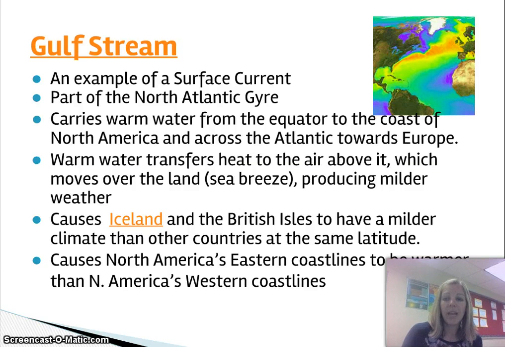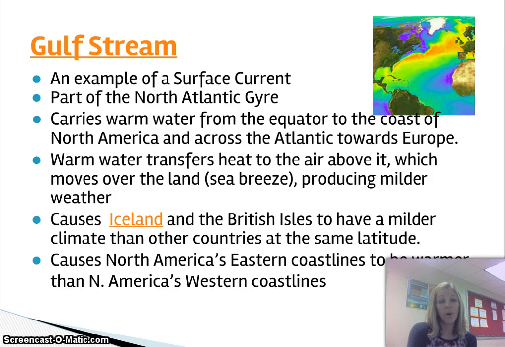So we want to have an arrow, we want to have the equator, we want to have warm water shown on that arrow traveling upwards towards Europe. And we also want to have some continents labeled just so that we know where we are globally on the map.